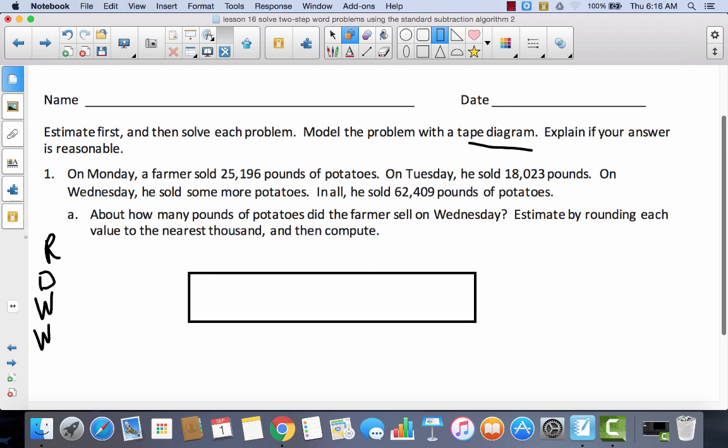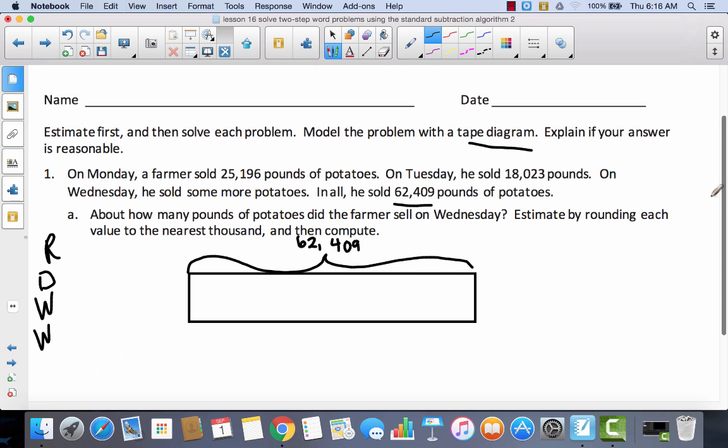All right, so here is our tape diagram. We only have to draw this once for this problem. And do we know a total here? What do we know? It says here, in all, he sowed 62,409 pounds of potatoes. That's going to be our total. So we're going to label 62,409.